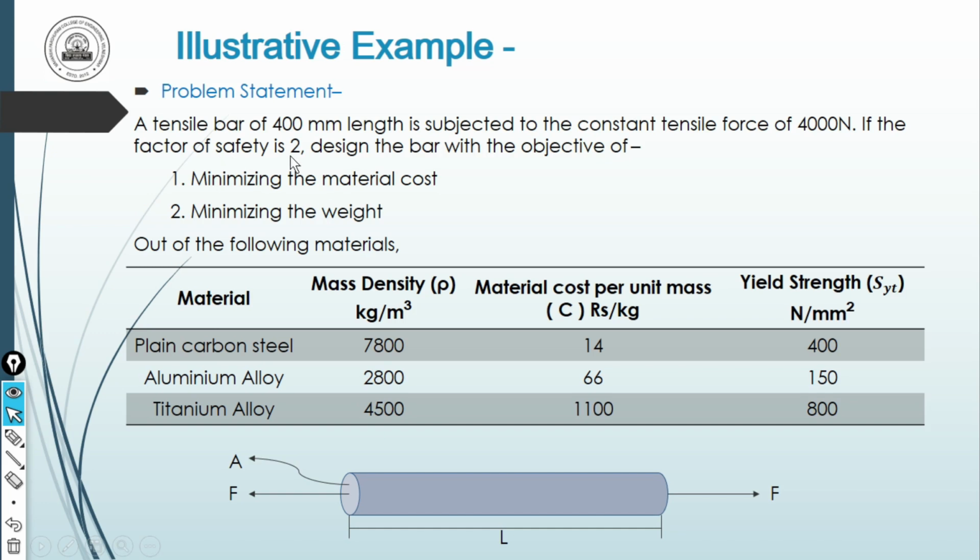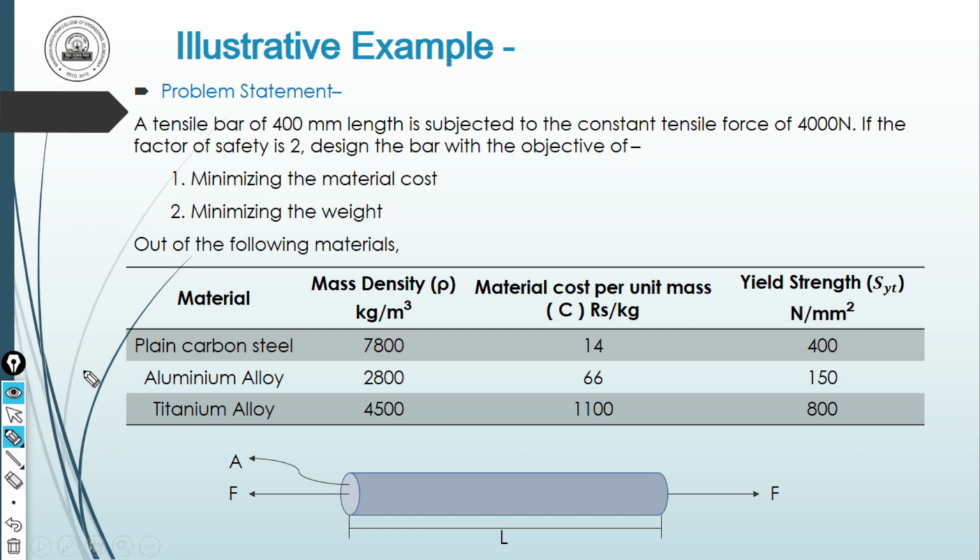If the factor of safety is 2, design the bar with the objective of minimizing the material cost and minimizing the weight out of the following materials. This is the data given: the material, mass density for that material, material cost per unit mass, and yield strength. So we'll start with the solution.